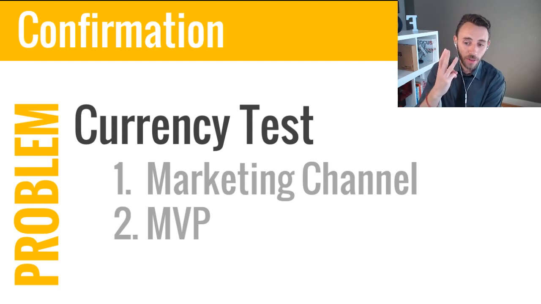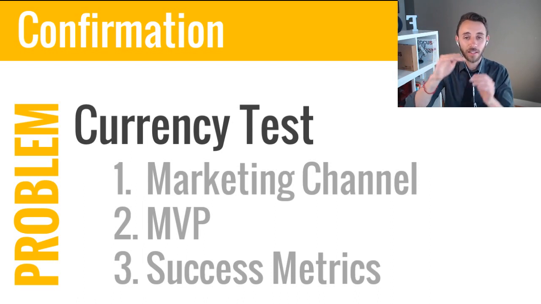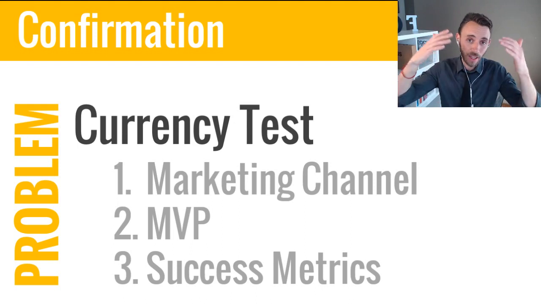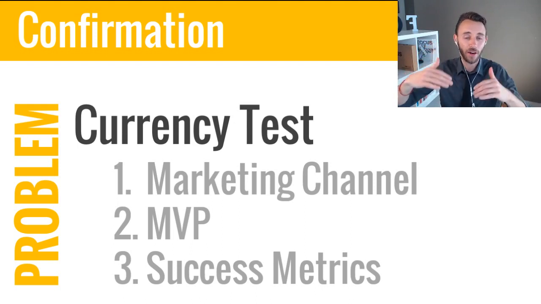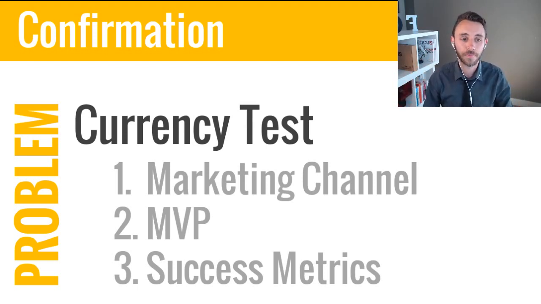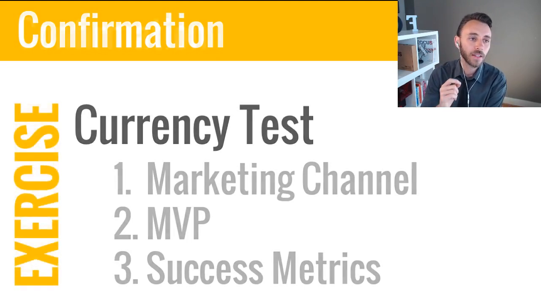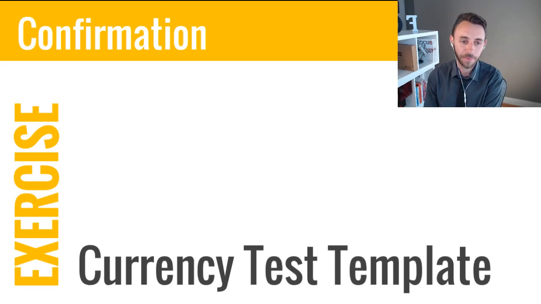All right, the third thing that they need for their currency test is some form of success metric. When your students are running any experiment, they need some way to tell whether they have validated or invalidated their assumption. Some way to know if their customers have paid them enough to make it worthwhile to solve this problem. So the exercise we have for you there is the currency test template. So I'm going to open that one up.